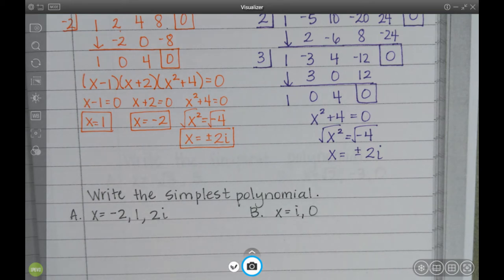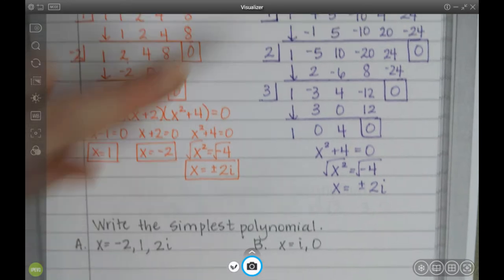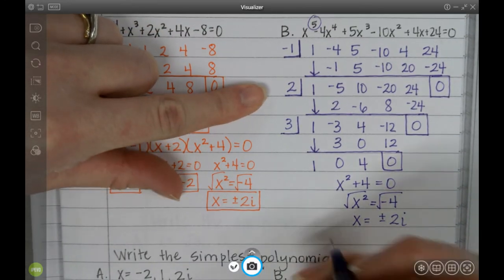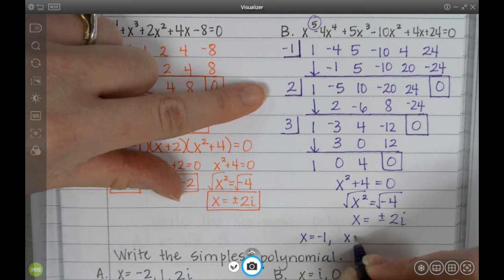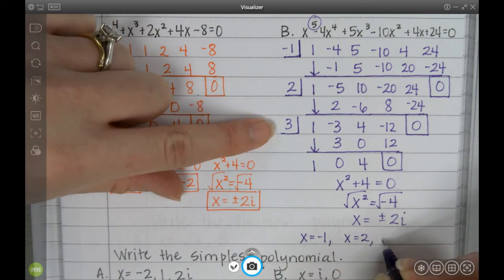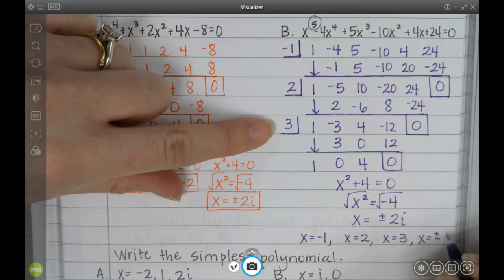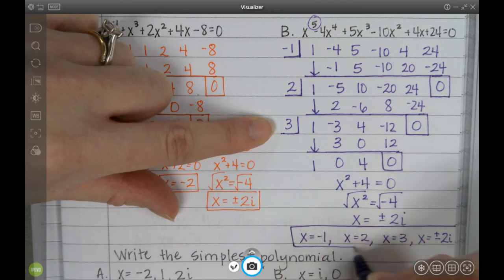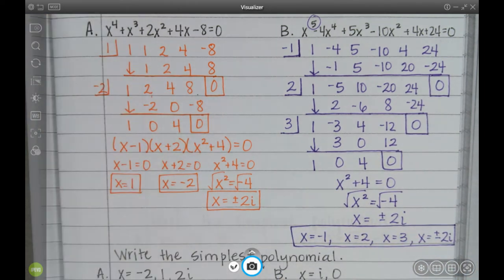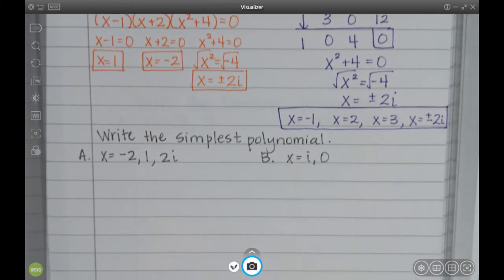Okay, so you told me we were going to have 5 answers, right? Because it's an x to the 5th. What are my 5 answers? Yep, all these numbers from the boxes. So x equals -1, x equals 2, x equals 3, positive 2i, and negative 2i. They're all 5 answers.